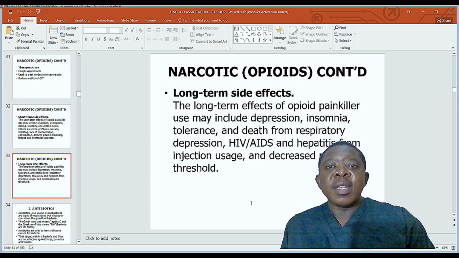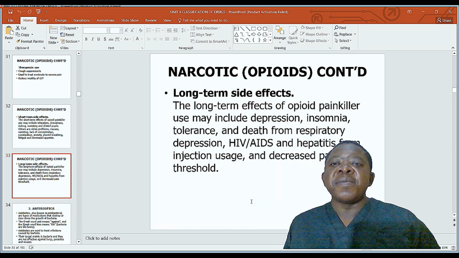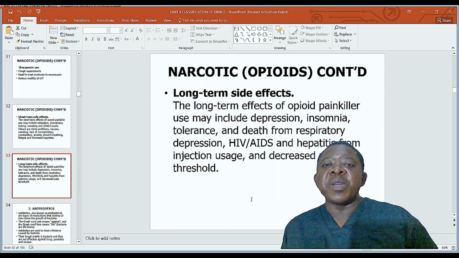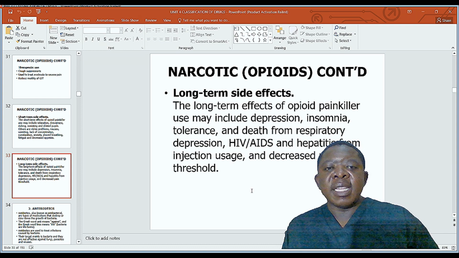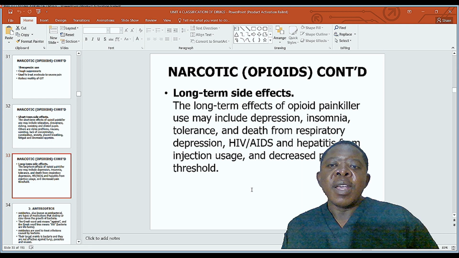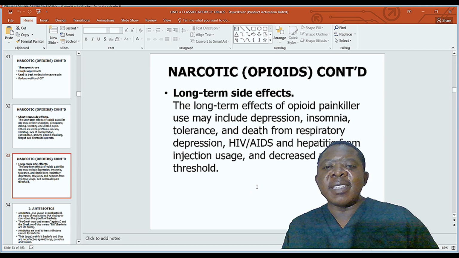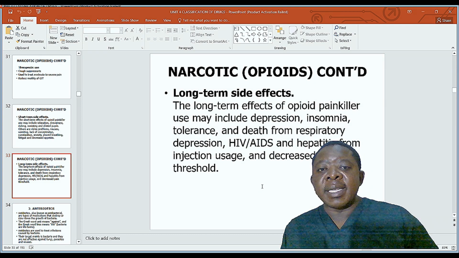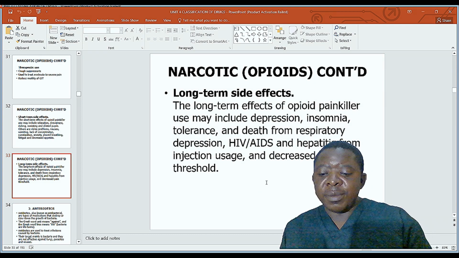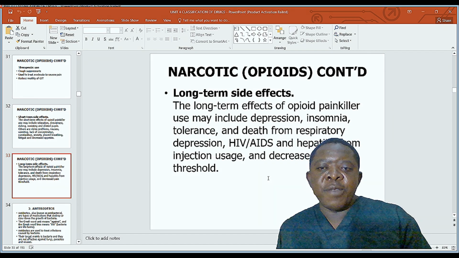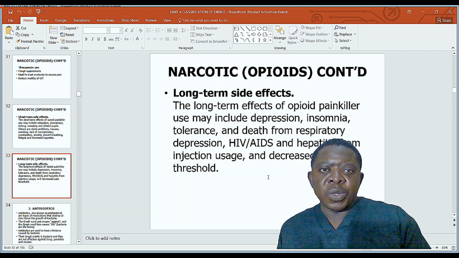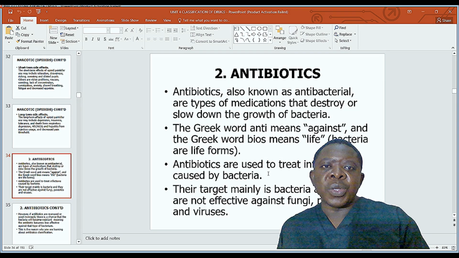The long-term side effects of opioid painkillers may include depression, insomnia, tolerance, and death from respiratory depression. For drug abusers, needle sharing may lead to HIV or hepatitis from injectable drug use, and it may also affect pain threshold, so someone may have a decreased pain threshold.